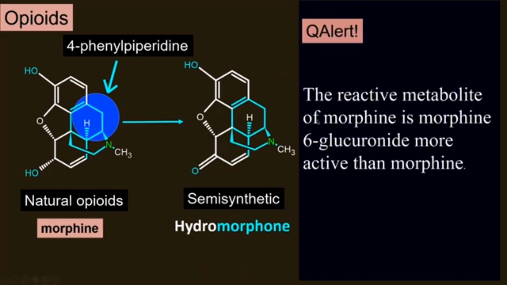So here is a question alert. The active metabolite of morphine is morphine 6-glucuronide. This 6-glucuronide is necessary. It has more activity than original morphine.